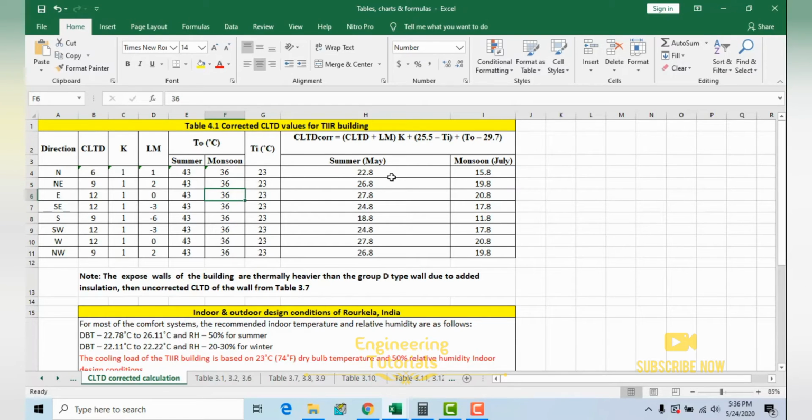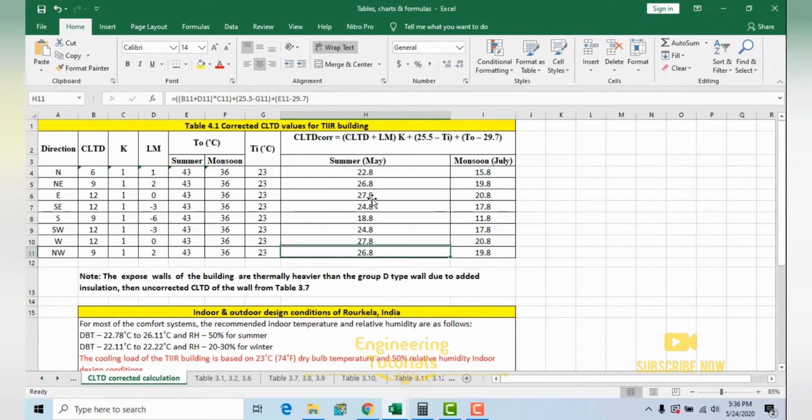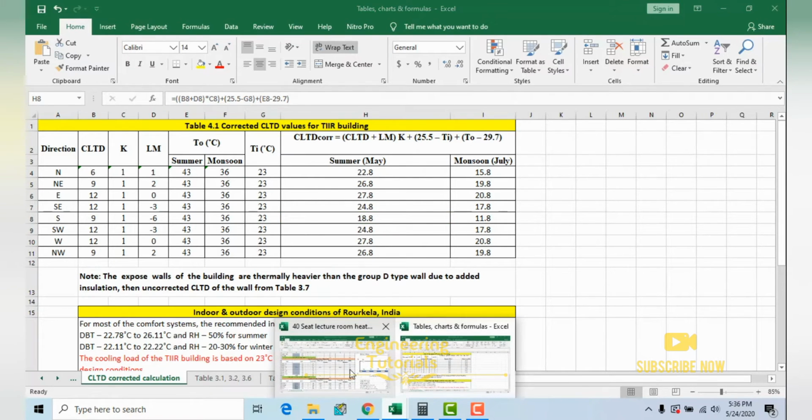After using all the values, you will calculate the corrected CLTD for north exposure of the wall, for northeast, for east, for southeast, for each and every one you can calculate the corrected CLTD values. So this is how you can calculate the corrected CLTD values. Now move back to our Excel sheet.